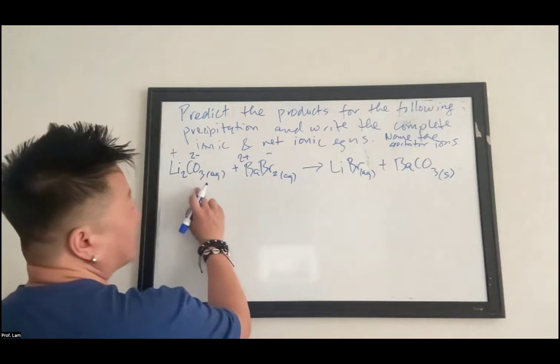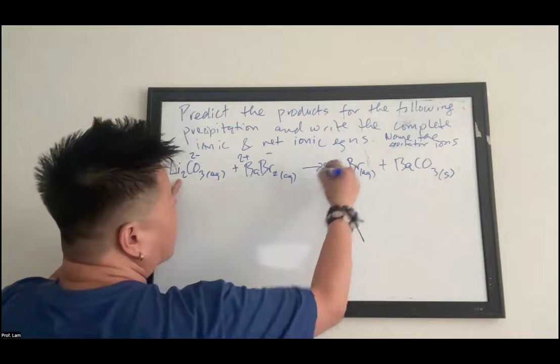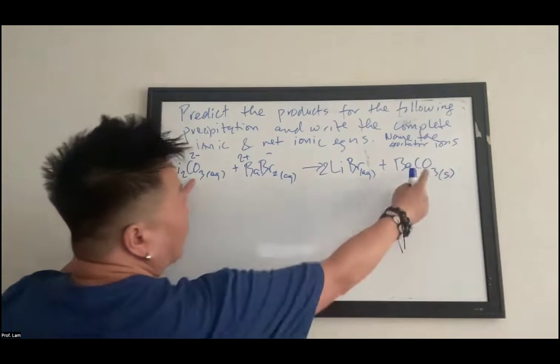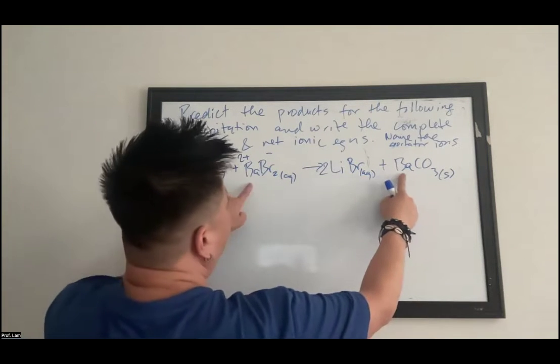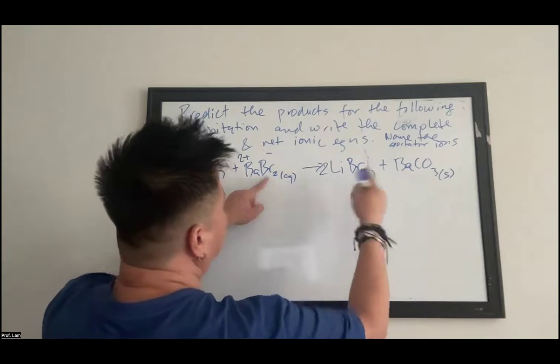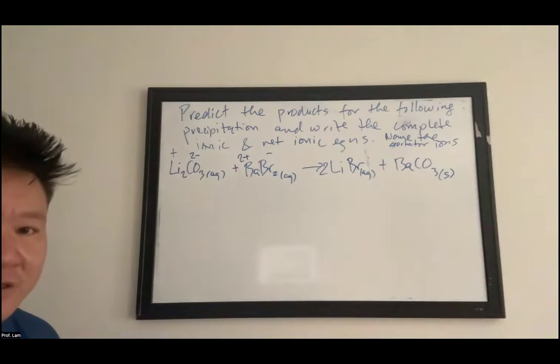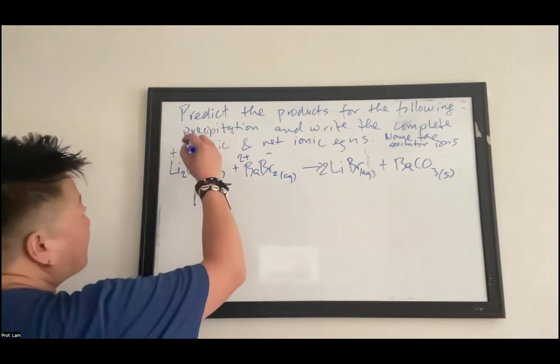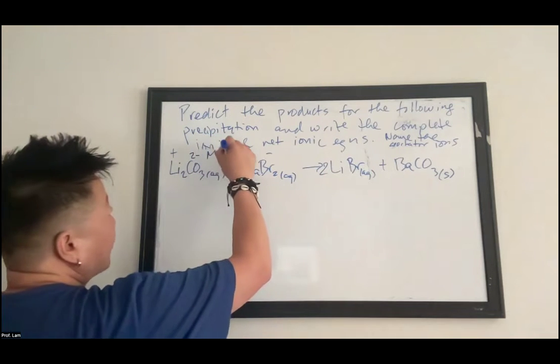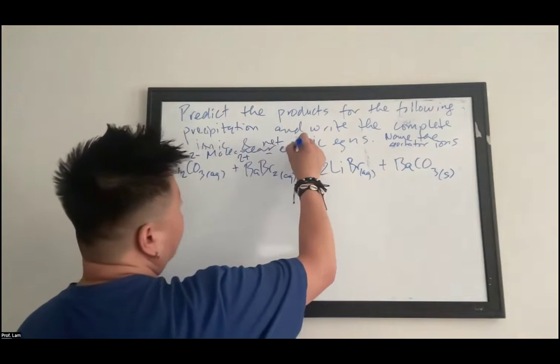So lithium carbonate, 2 lithiums, so I got to throw a 2 in front of there. 1 carbonate, great. 1 barium, 2 bromides, 2 bromides. Wow, that was it. All I need to do was put a 2 in front of lithium bromide, and I'm good. Okay, so again, remember, this is called the molecular equation.